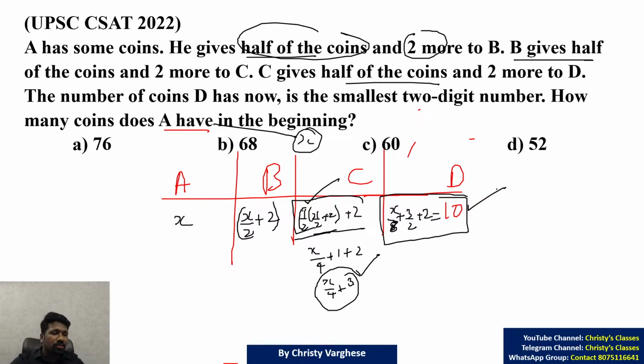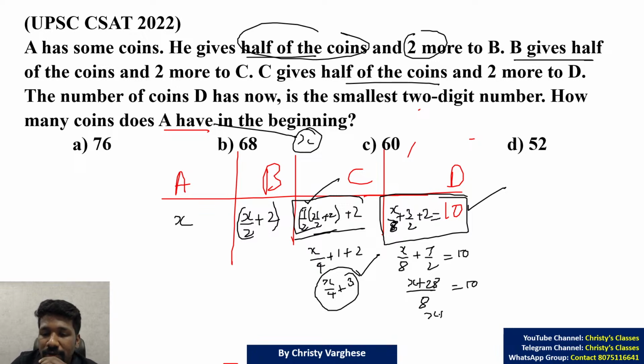Now simplifying this, you will get the answer. For simplifying it, 3 by 2 plus 2 is 1.5 plus 2, that is 3.5, that is 7 by 2. Taking LCM, x by 8 plus 7 by 2 equal to 10. Taking LCM, you will get 8 in the denominator, and x plus 28 equal to 10, that is x plus 28 equal to 80. That is x is equal to 52.